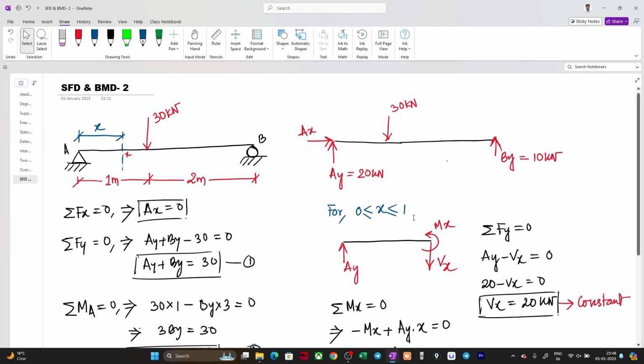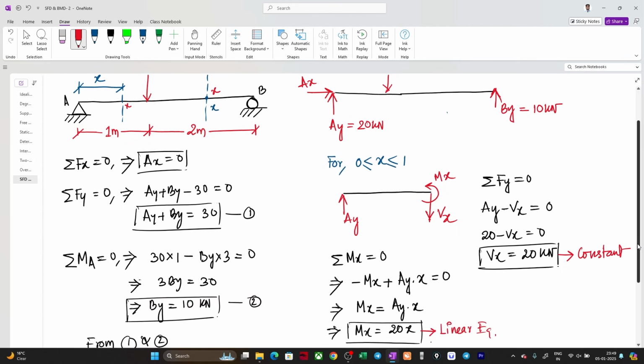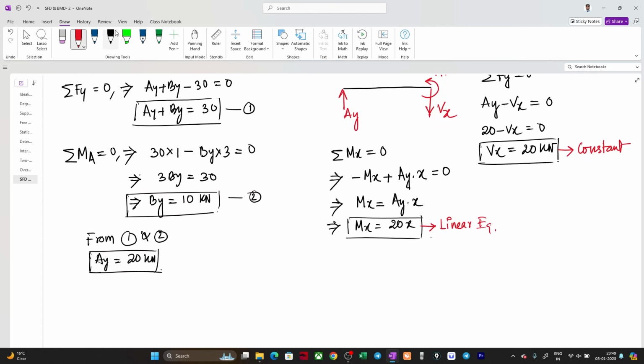Okay, so let us see the other section. Now what we will do, we will take the other section somewhere here. Now we have this x, and this x will vary from 1 to 3, because 1 meter you have already got, right? So this will be varying from 1 to 3. So I would say that for 1 ≤ x ≤ 3, for 1 to 3.